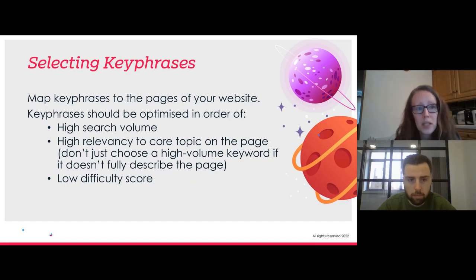And then when we've got a selection of our key phrases, we're going to start mapping out to the pages on our website. So the different URLs, where we want to send that traffic and where we want to optimize those key phrases.